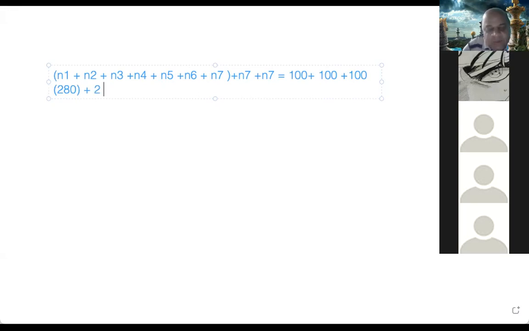N7 plus N7 is 2 times N7, is equal to 300. Now you can solve this linear equation. 300 minus 280, so 2 times N7 is equal to 20. So what is N7? 2 times N7 can only be 10. So that is the simple way to get all of this, right? This is simple logic. Everyone got it?